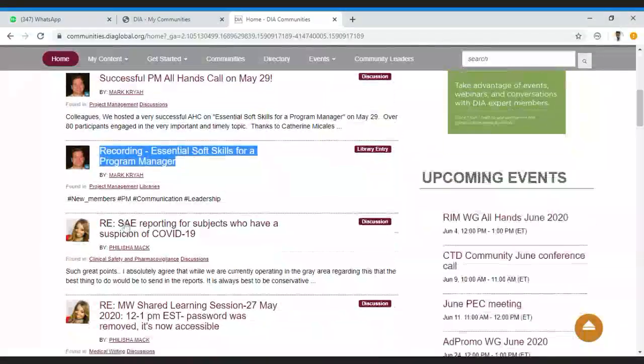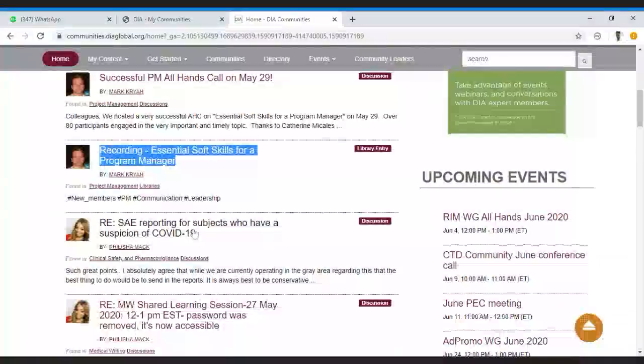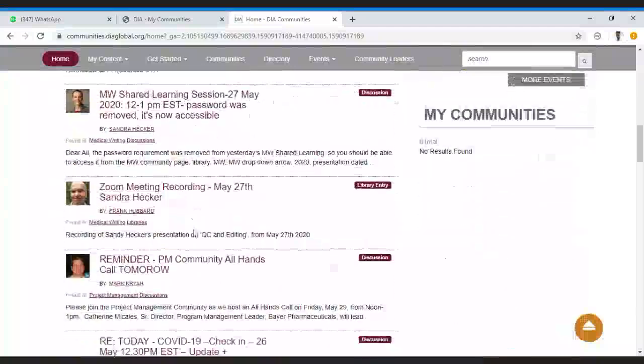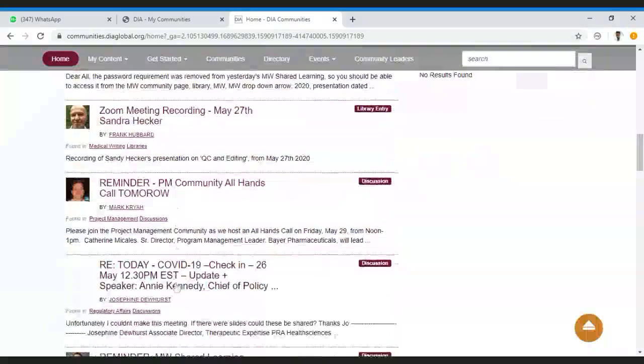Here is SAE reporting for subjects who have suspicion of COVID-19. So see here, these are recent things, and if you read this, you will understand. SAE means serious adverse event, right? So this forum and this article are related to COVID-19. And then again, if you read here, Zoom meeting recording, reminder call tomorrow. There is lots happening.